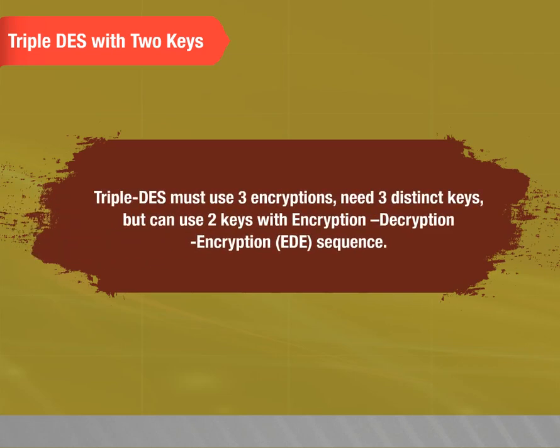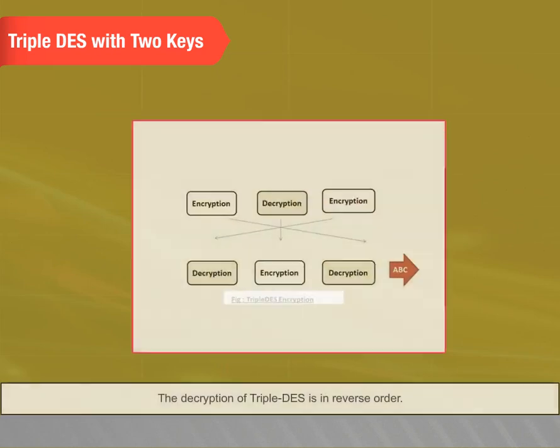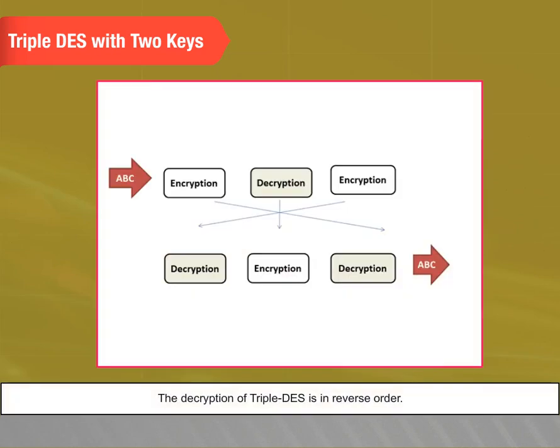Triple DES must use 3 encryptions. It needs 3 distinct keys, but can use 2 keys with an encryption, decryption, encryption sequence, the EDE sequence. C = E(K1, D(K2, E(K1, P))). P = D(K1, E(K2, D(K1, C))). The decryption of Triple DES is in reverse order.